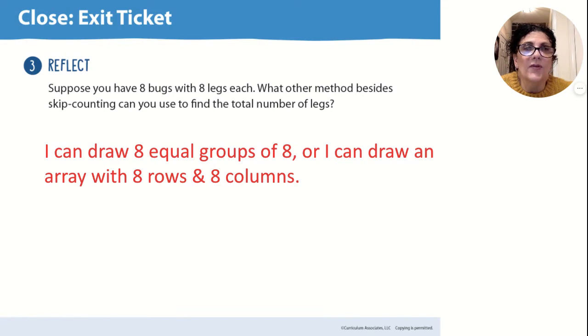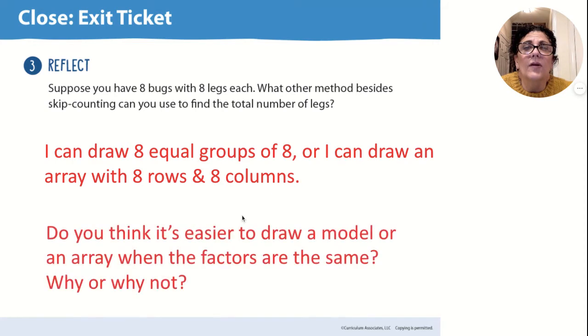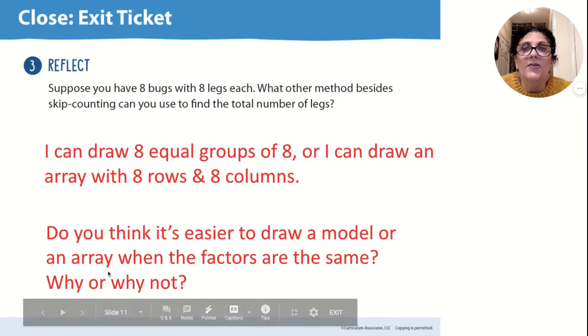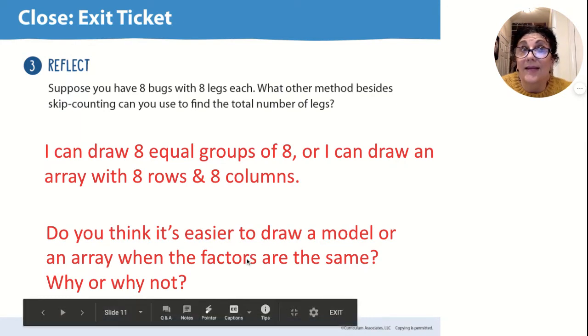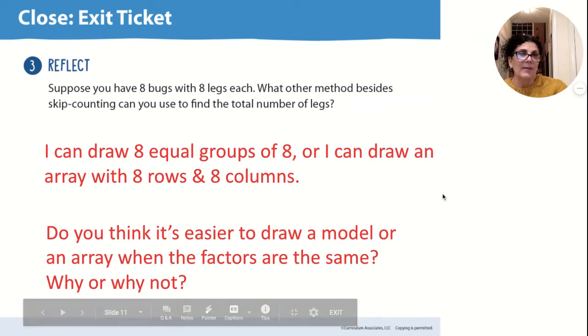I have some rhymes for you that I'll teach you in class to use, or your teachers will teach you in class. I think you'll find it easier when you end up with problems like 3 times 3, 4 times 4, 5 times 5, et cetera. And then my question is, do you think it's easier to draw a model or an array when the factors are the same? Why or why not? I kind of let the cat out of the bag and told you already, but you can think about that.